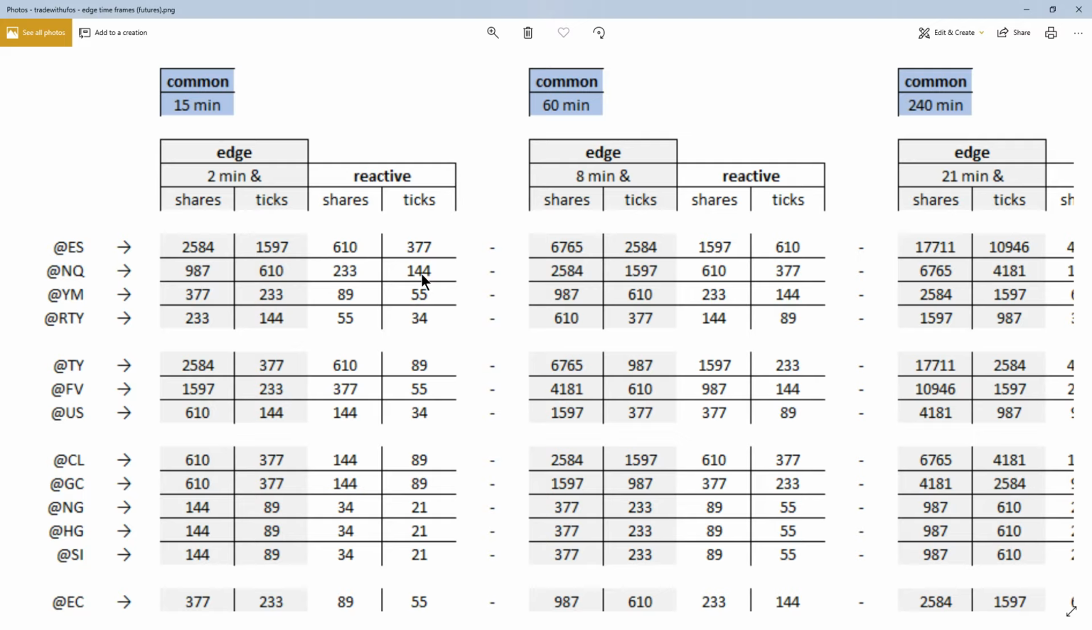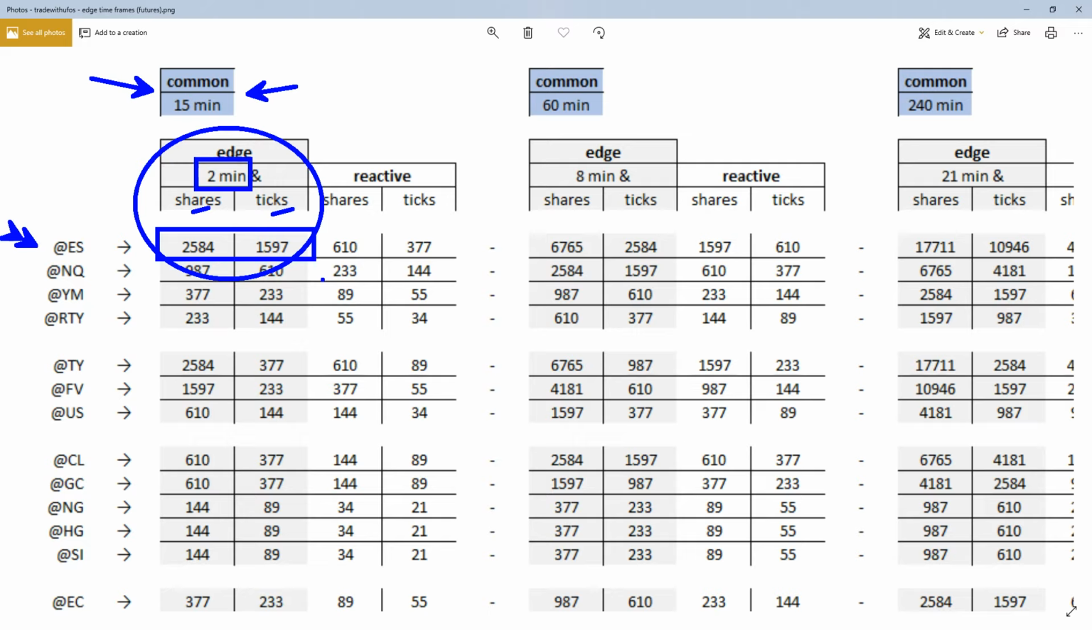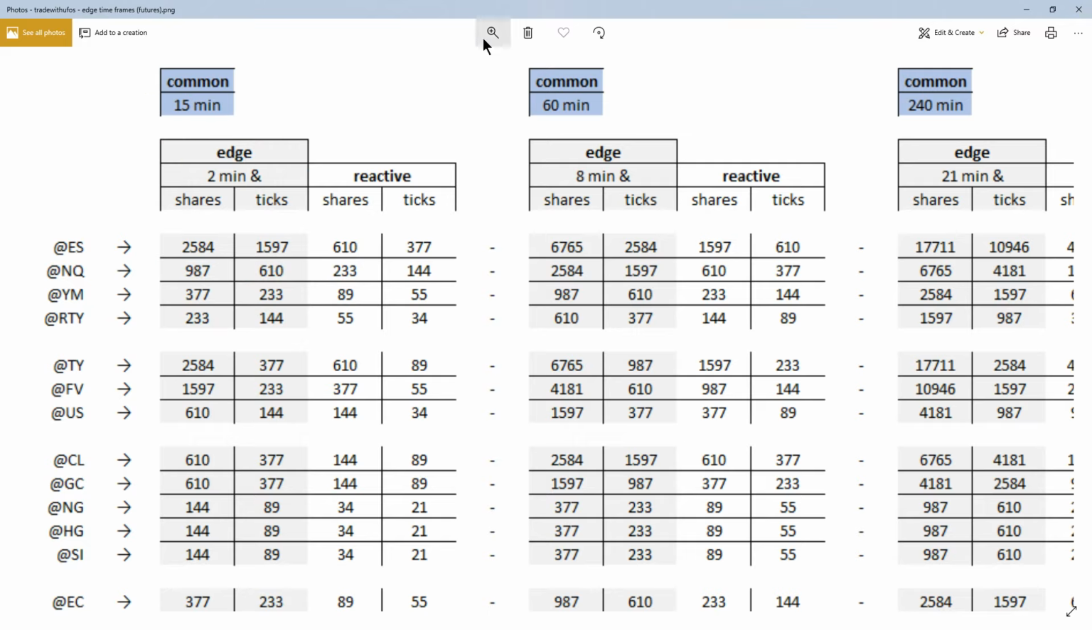So if you were to use the 15-minute time frame to identify the trend, you have been instructed that as an edge time frame you want to use the 2-minute, and optionally you can use share and tick charts. If you were to do that with the S&P, then you would be using the 2584 shares and the 1597 ticks. Obviously, this is very, very short-term trading, okay? And you would be using the moving average with a common time frame, and you would be using the UFOs with the edge time frames, okay? So you have been instructed to do that, correct?